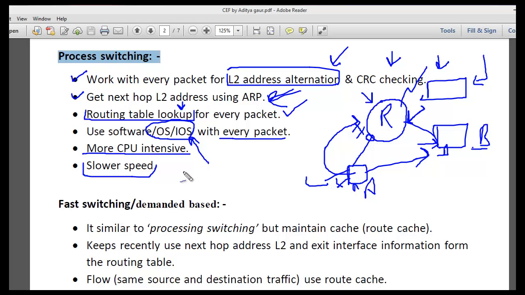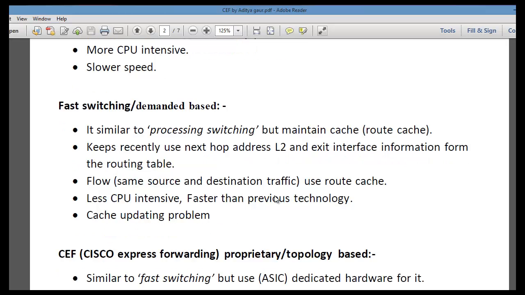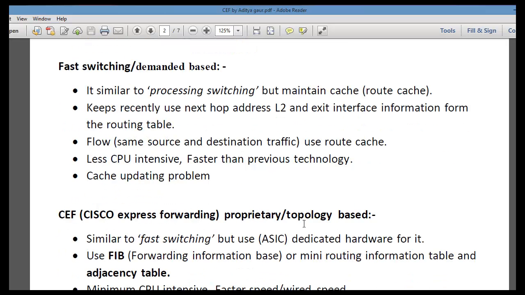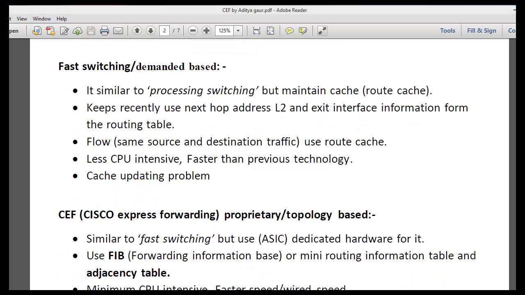So in the beginning these were the initial steps for packet forwarding, but later on fast switching, sometimes also known as demand based switching, took place. So let's discuss a little bit about demand based switching.